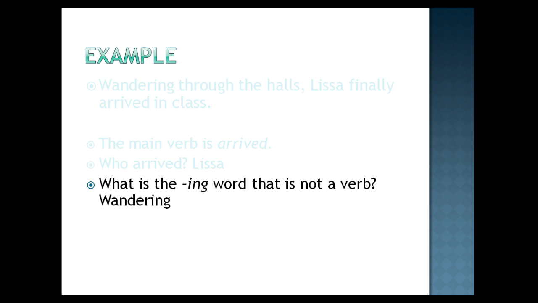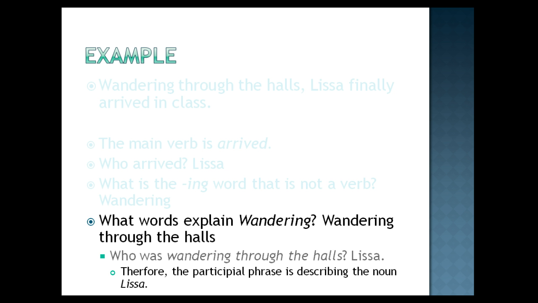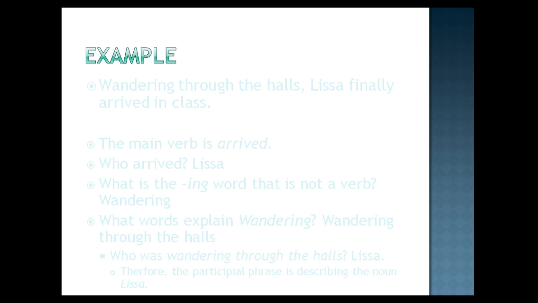Is there anything that's explaining or adding detail to wandering? Well, yeah, wandering through the halls. So that whole phrase has to be describing something. So the question is, what or who is it describing? You're looking for a noun or pronoun. Well, as we talked about before, it's most logical that you place the descriptive phrase right in front of the word it's describing. In this case, Lissa. So who's wandering through the halls? Lissa is, and therefore that's a participial phrase.